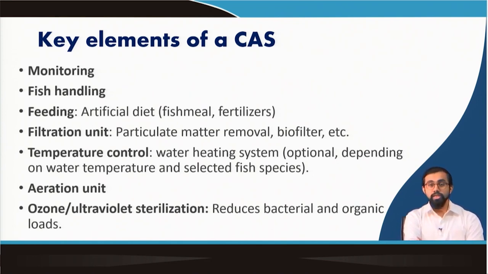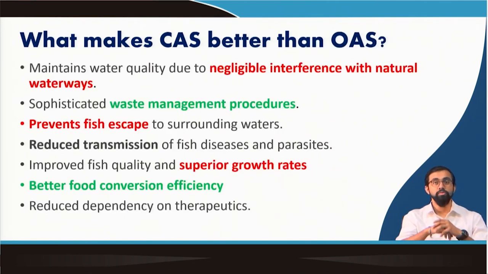Ozone and ultraviolet sterilization reduce the bacterial and organic load. Sometimes in a recirculating aquaculture system we incorporate ozone or ultraviolet sterilization before putting the water back into the system, so that we can get rid of all the pathogenic microorganisms. Even if they grow, we can easily get rid of them by utilizing ozone or these kinds of tertiary treatment units.